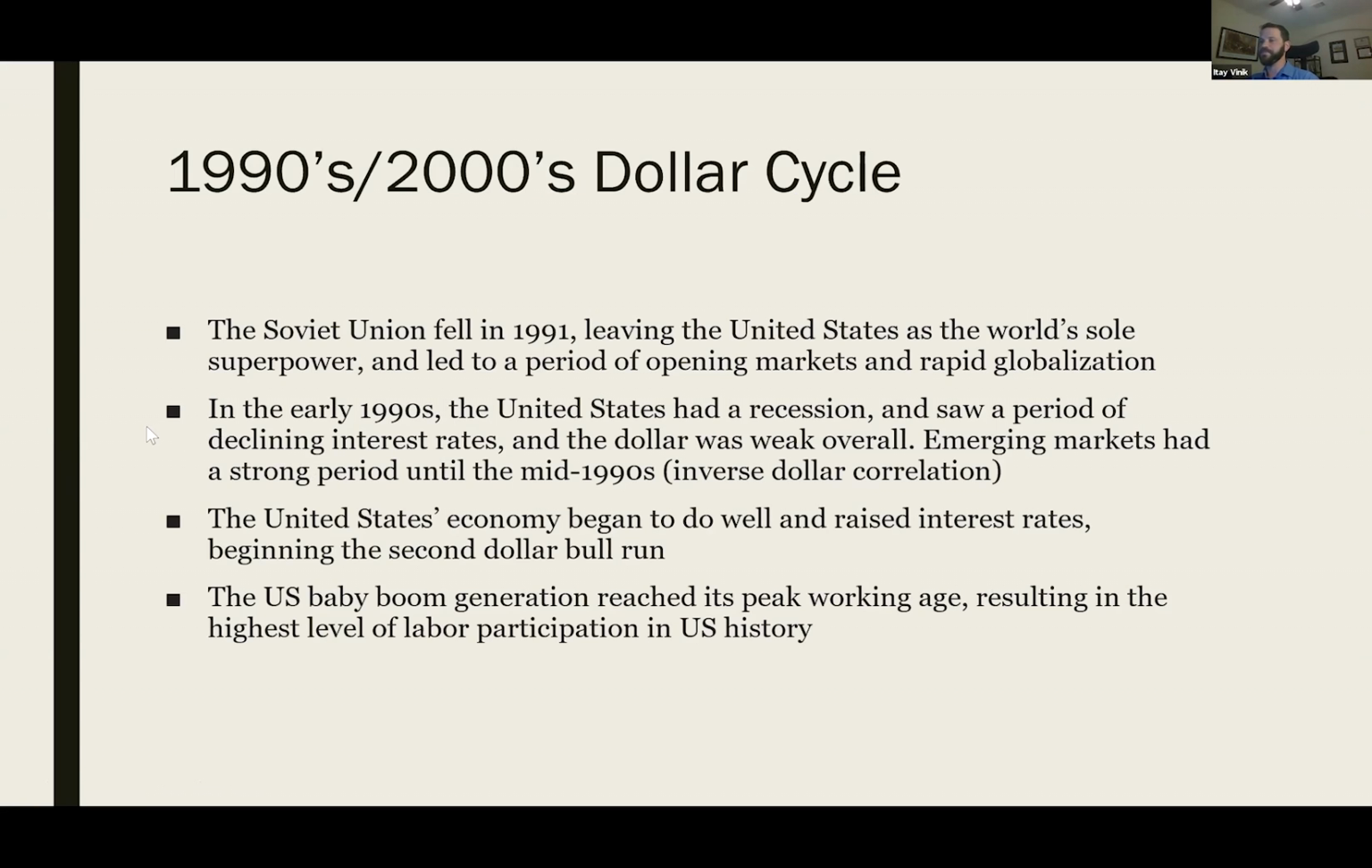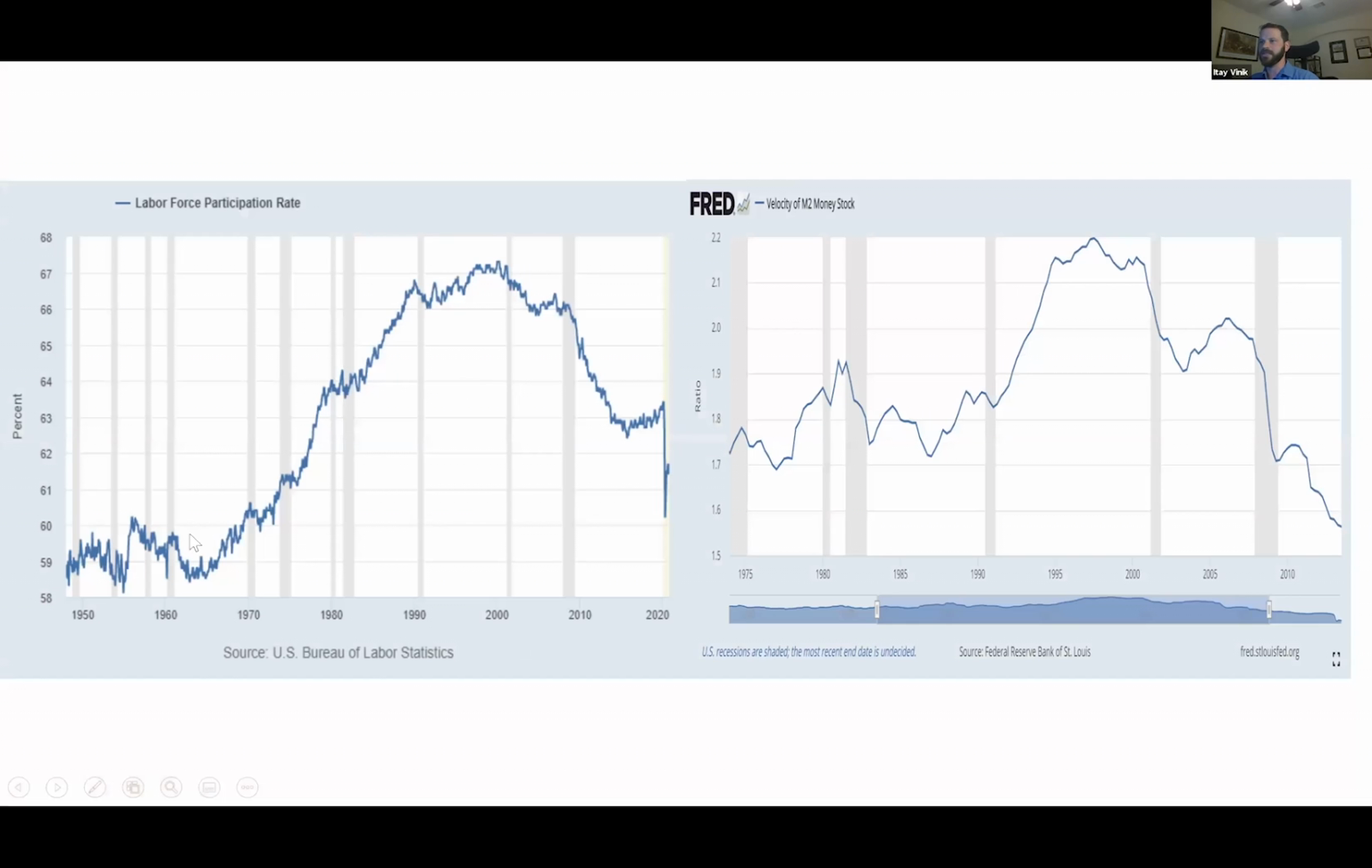And then mid-90s through 2000, the dot-com boom starts, and the US starts raising interest rates, the dollar goes up again. But also, very importantly, the baby boom generation reaches their peak working years around age 40 and results in the highest labor force participation in US history. You can see that here, the labor force participation rate. Look what it was between 1990 and 2000 versus today. Now that's actually post-COVID.